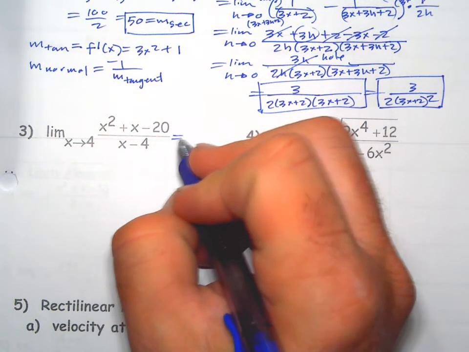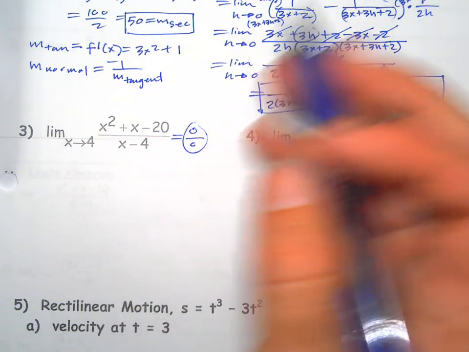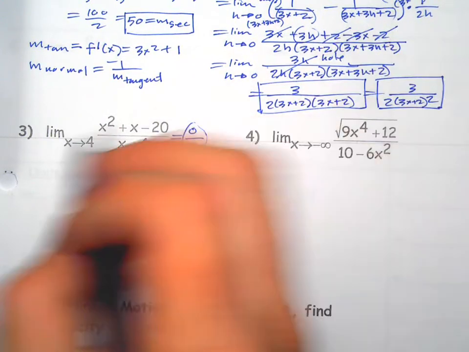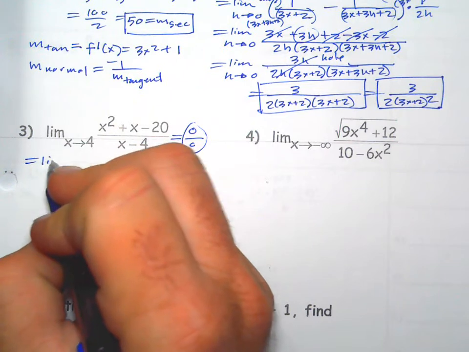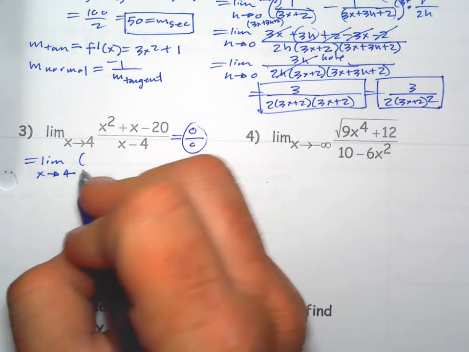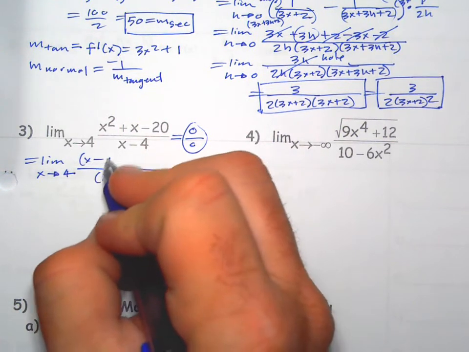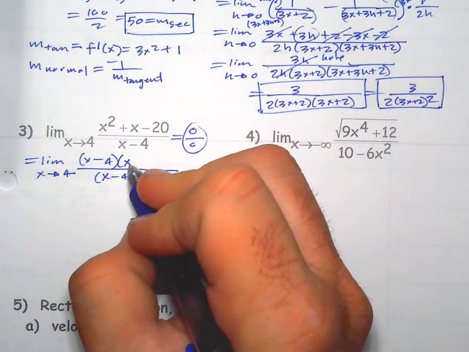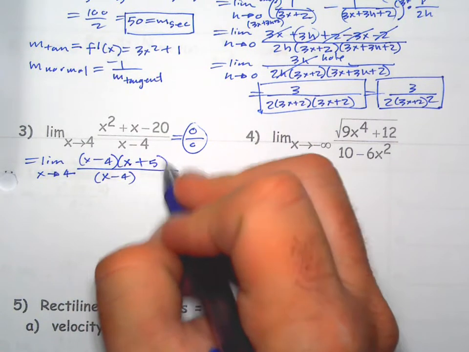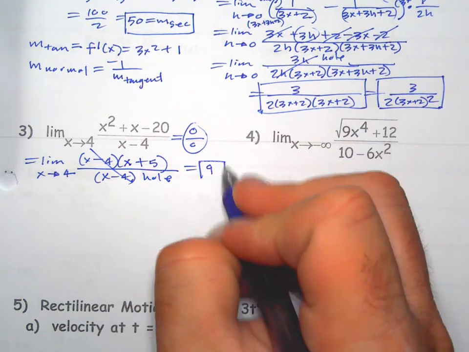Okay, if we plug 4 in, 16 plus 4 is 20, minus 20 is 0 over 0. So this is an indeterminate form. We could factor the hole out like we just did in number 2, but this time it's a lot simpler. You're trying to get x minus 4 out of the top and bottom. You could just start with that. It should make it easier to factor the numerator. And then it would be plus 5. That makes sense. There's the hole. Plug 4 back in. The answer is 9.